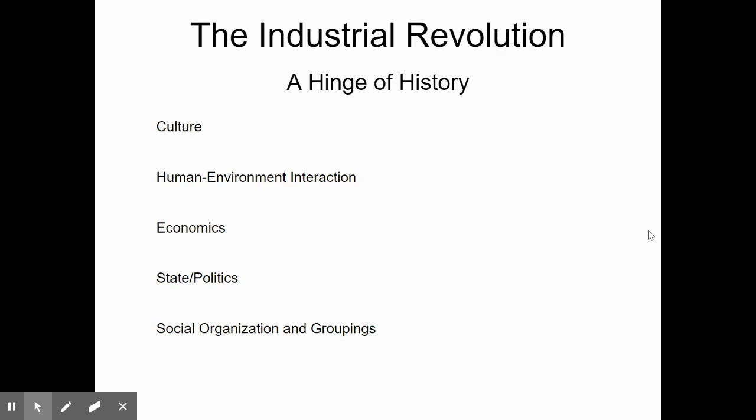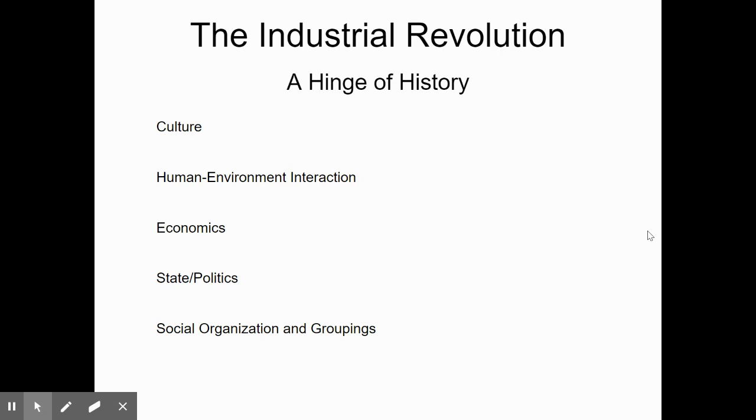And finally, we have changes in social organizations and groupings. One of the most significant changes is the rise of women's rights activism. We also have the growth of a large working class, people who are working for wages, who do not have a connection to the land. They do not live on the land or own land. They live in apartments owned by someone else.